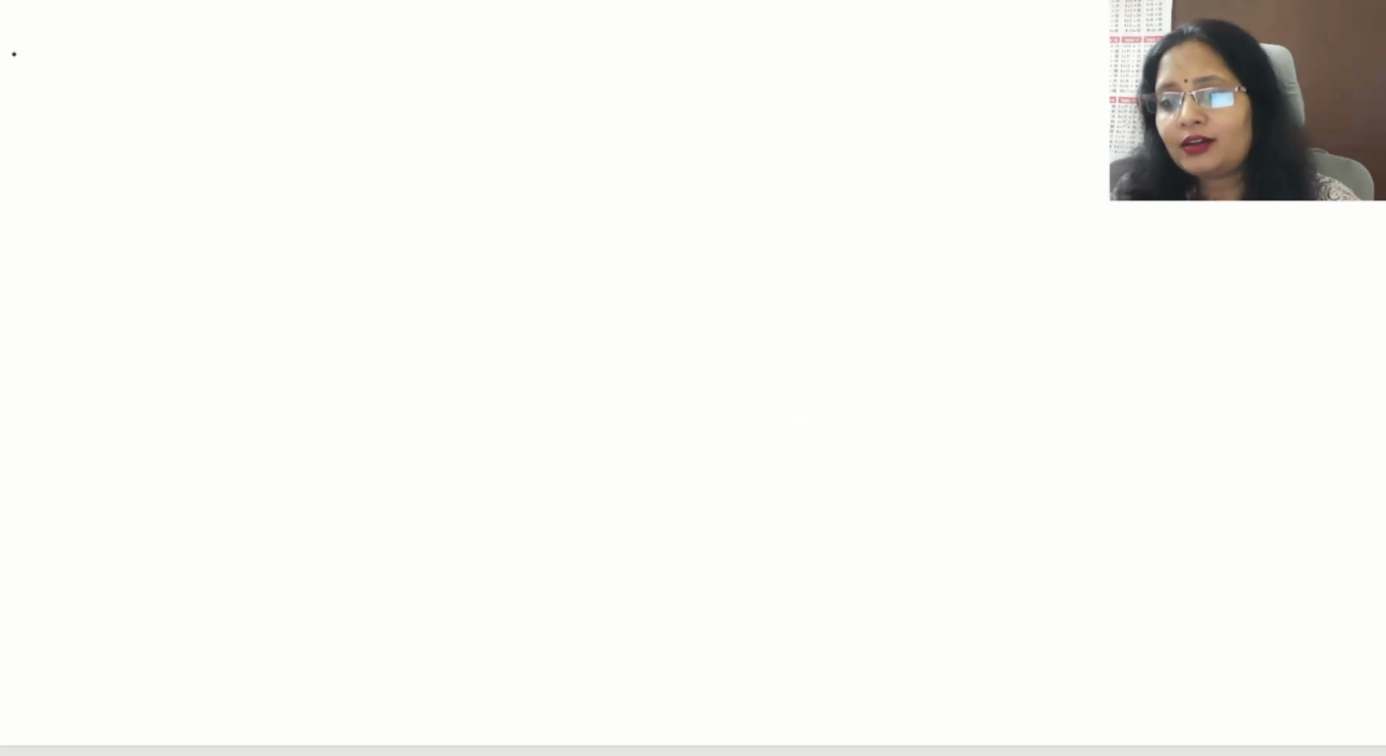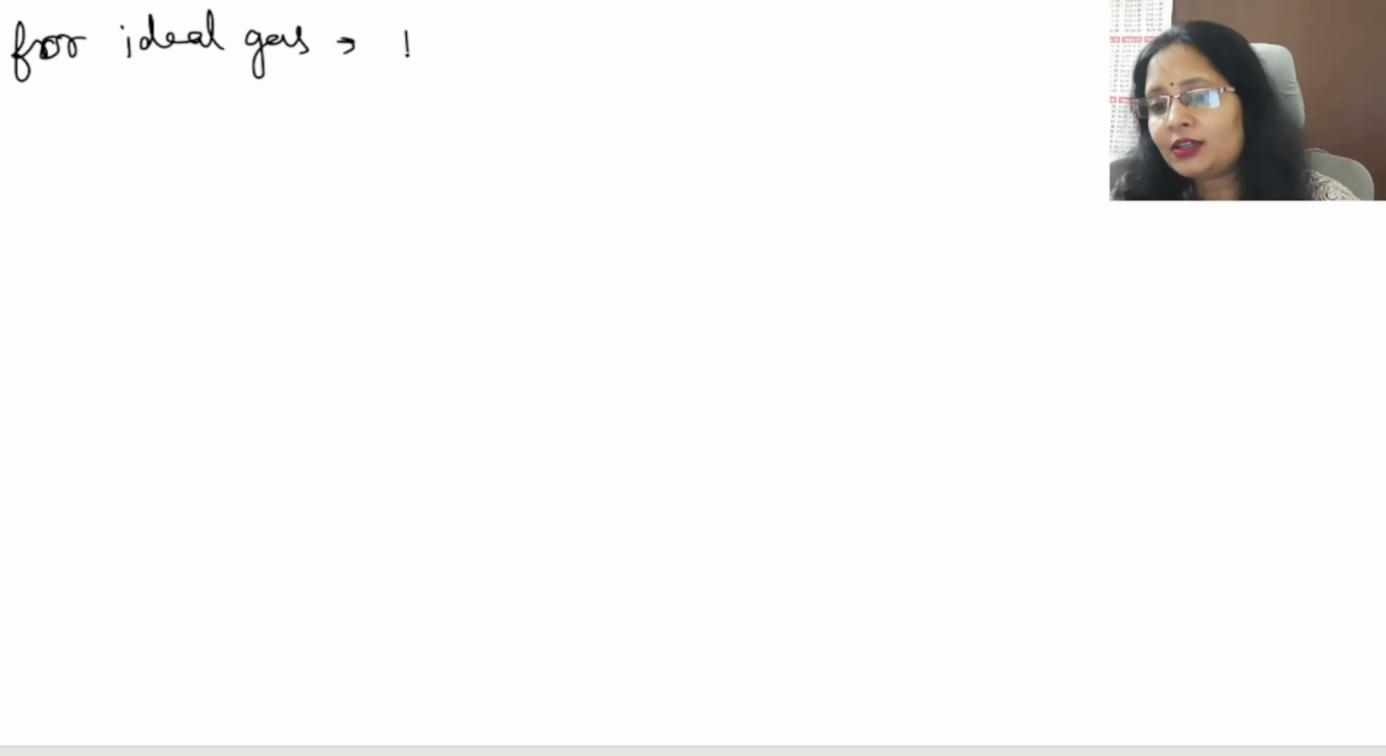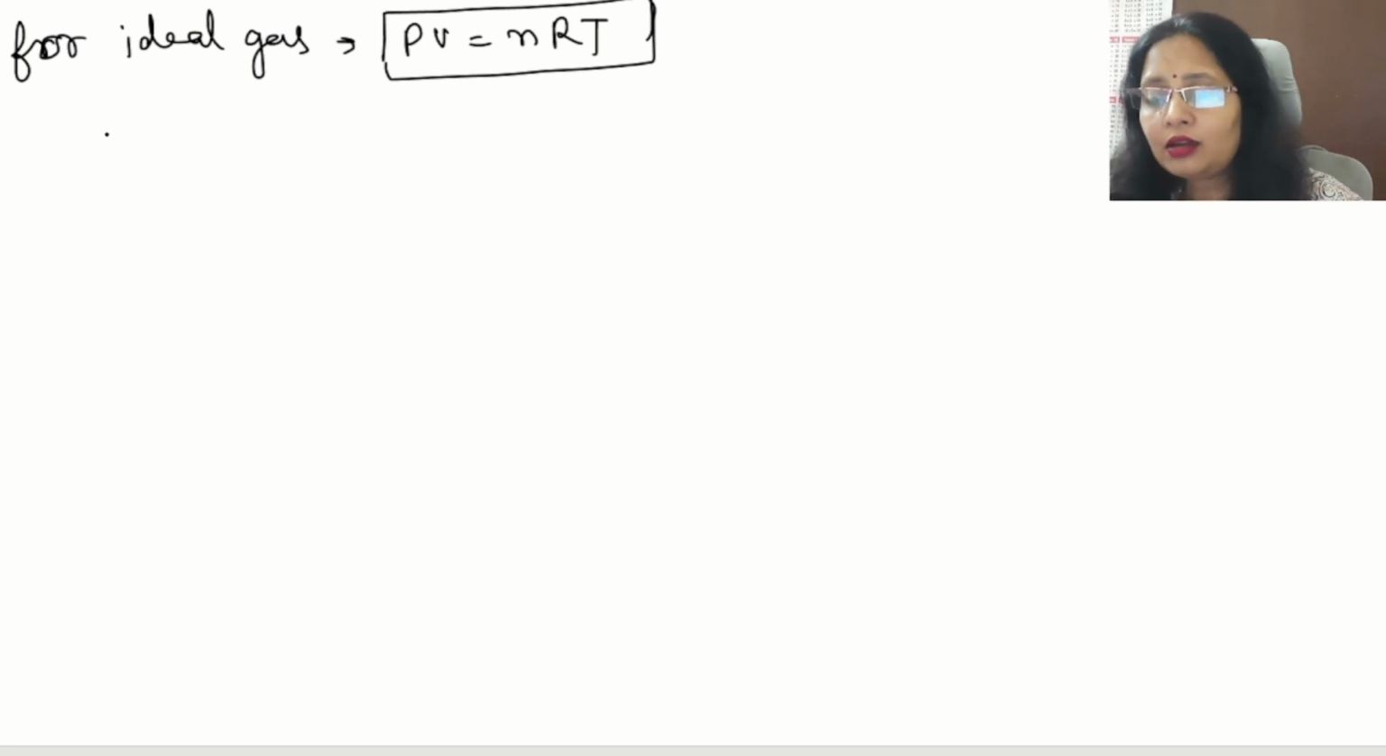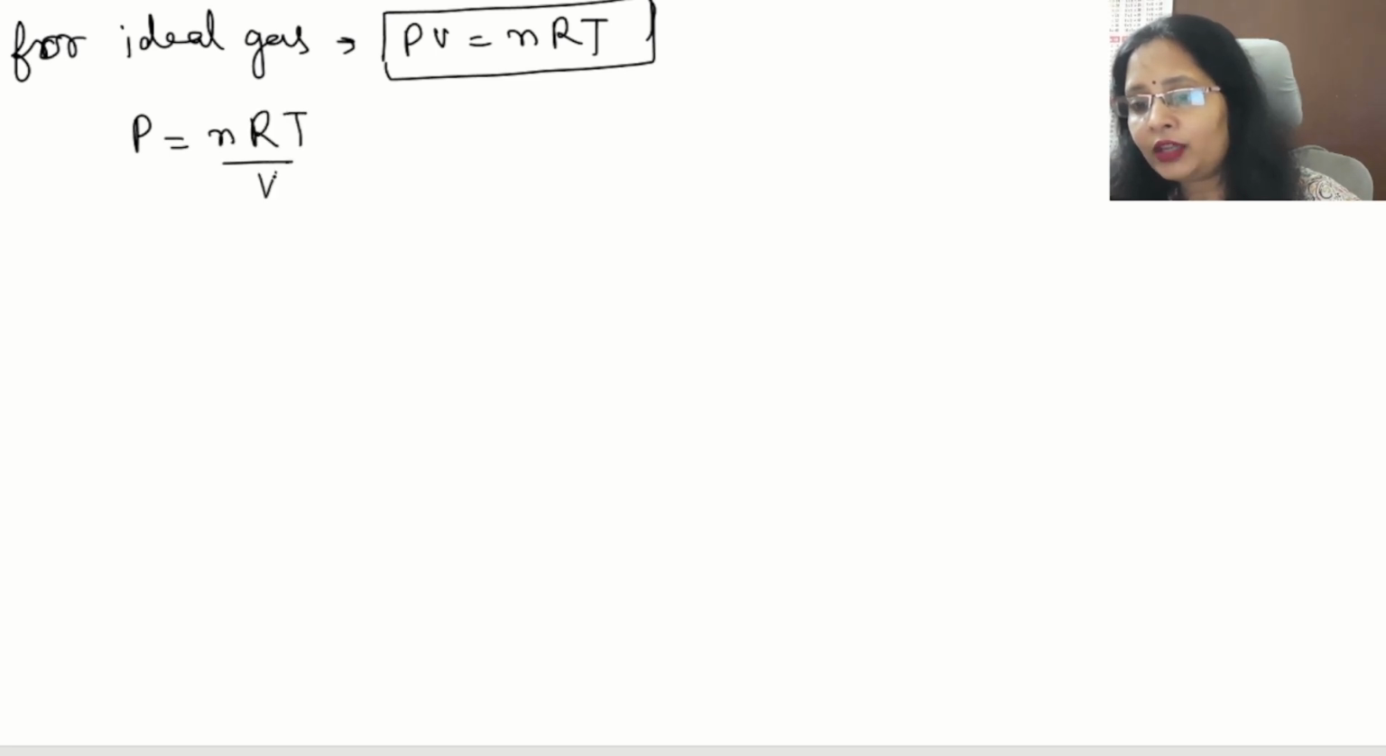Now for an ideal gas, we have the expression PV is equal to nRT, where P is the pressure, V is the volume, n is the number of moles of gas, R is the universal gas constant, T is the temperature. Now from this equation we can write P is equal to nRT upon V. Now replace the pressure in our equation with this.